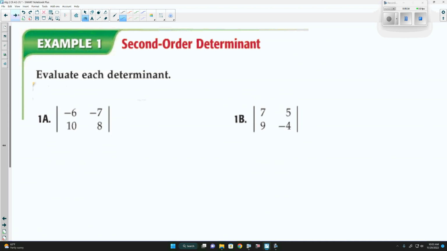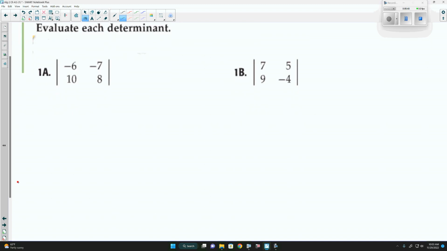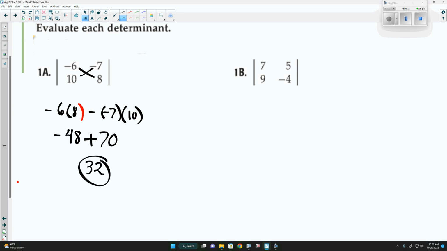Because if we look at the next two here, I'm not going to worry too much about plugging these in because really we're doing negative 6 times 8 minus negative 7 times 10. Well, negative 6 times 8 is negative 48, minus, well, negative 7 times 10 is negative 70. Here the negative and negative make a positive, which gives us 32.